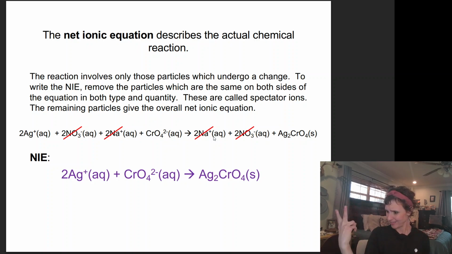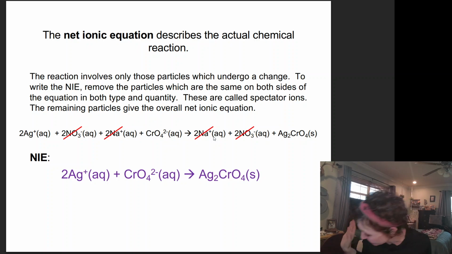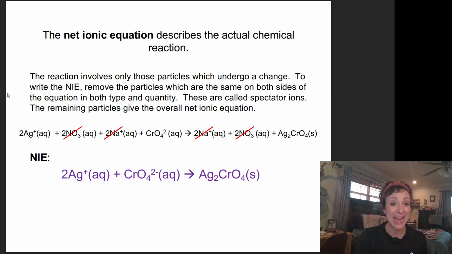They look the same before the reaction, and after that, they're just hanging out in solution, watching whatever's happening down below happen. They're spectators. The remaining particles here give the net ionic equation. This is the only chemistry being done here, with all this crazy swapping of partners. Just this: me taking two silver ions and a chromate ion dissolved in water and saying, now y'all come together and create a solid precipitate.